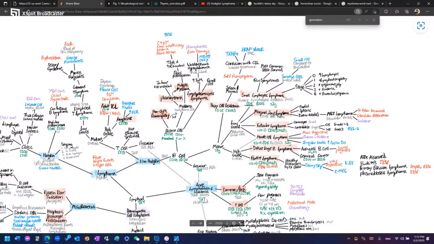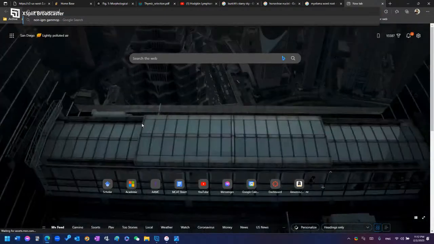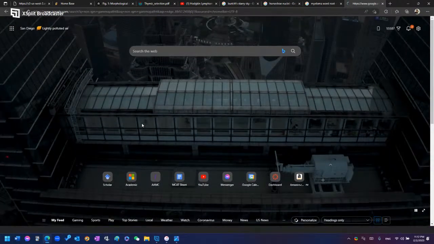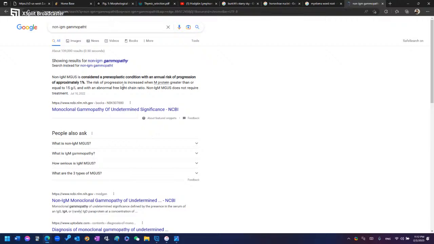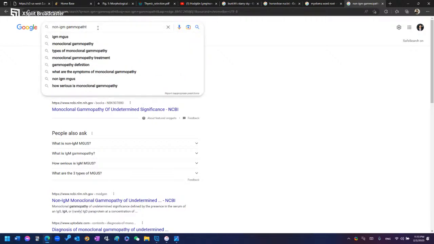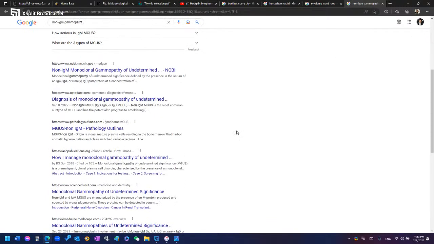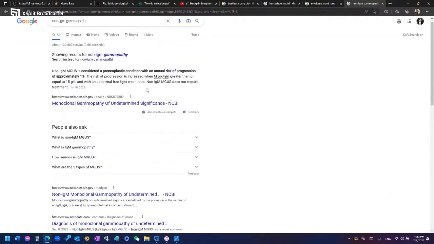Plasmacytoma, so multiple myeloma, they'll actually leave the bone, some of them. Plasmacytoma is actually not in the marrow yet, it's next to the marrow. And then non-IgM gammopathy is a malignancy that's, I don't think, I don't even think it's related to the bone yet.